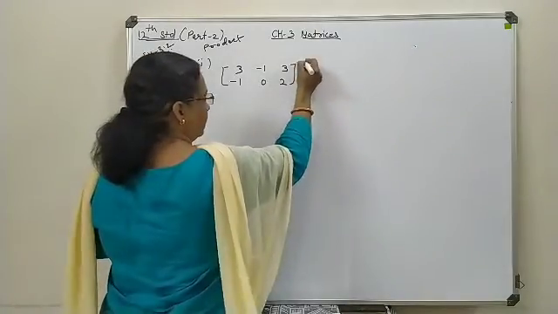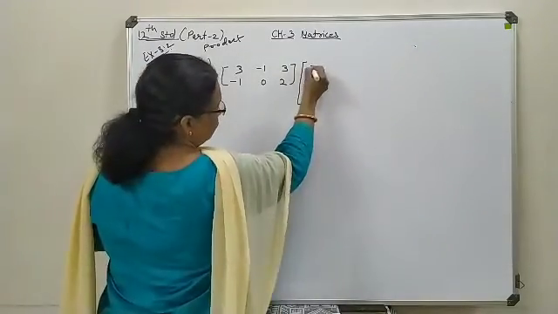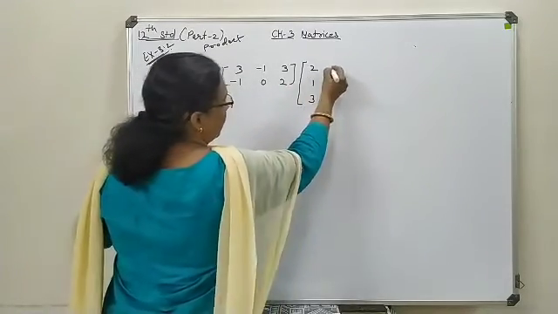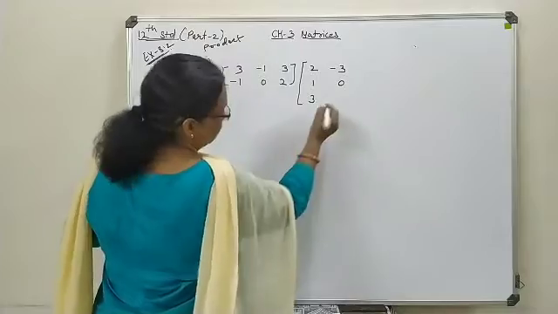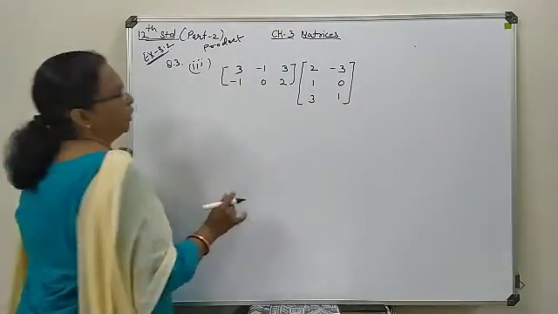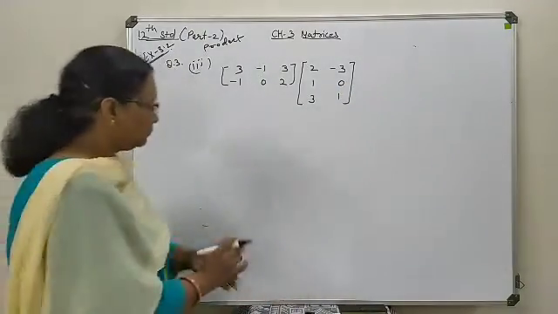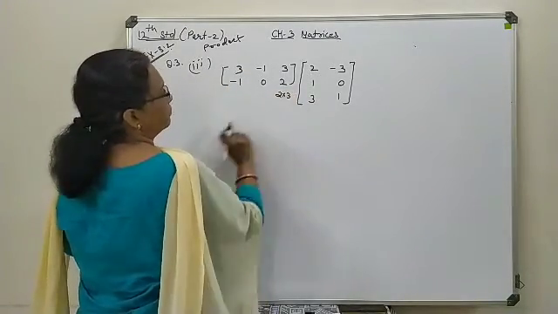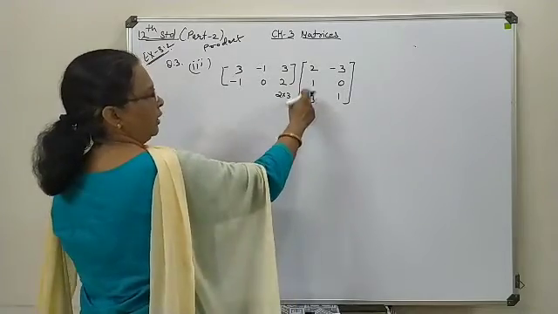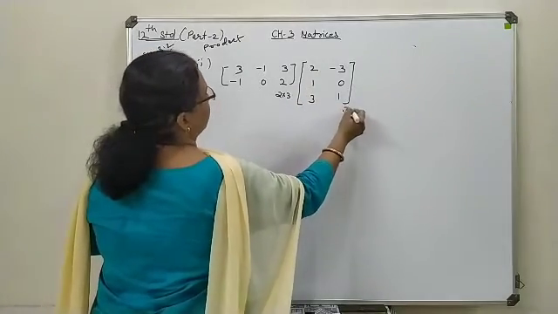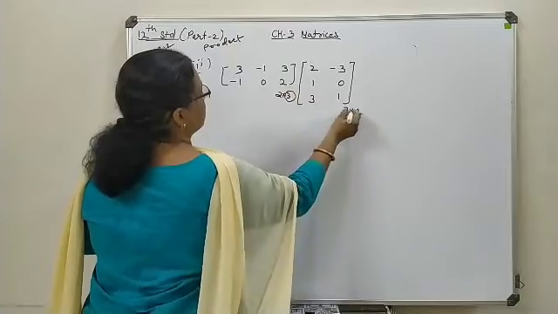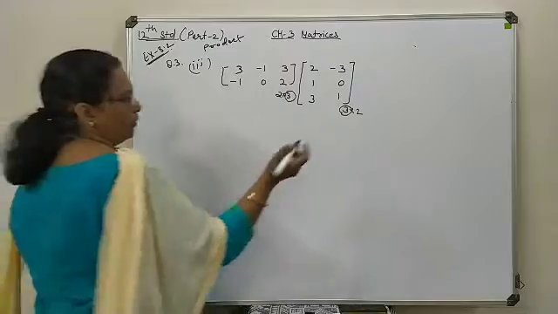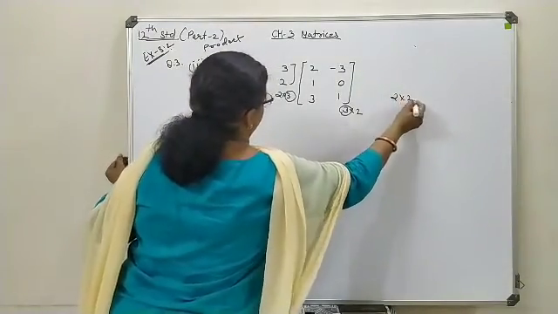Next is 2, 1, 3, minus 3, 0, 1. Now move to the basic checking. 2 rows with 3 columns, so the order is 2 by 3. 3 rows with 2 columns, the order is 3 by 2. These two match, so the product is possible. Now proceed with the product form, and the answer form obviously will have an order of 2 by 2.